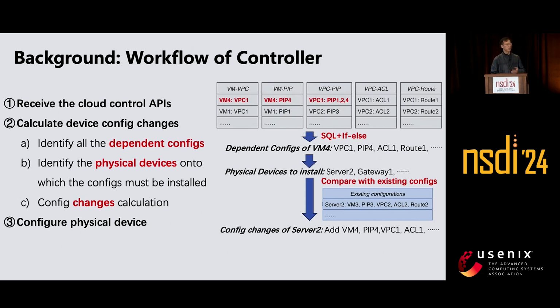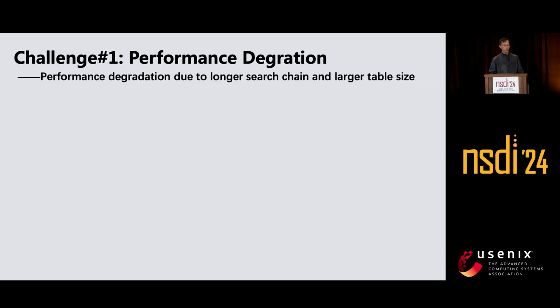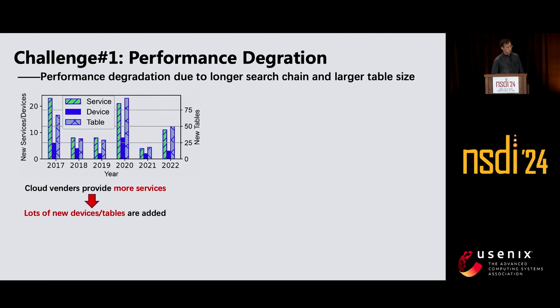This kind of workflow is happening at cloud scale every minute, every second. Which brings us to 4 challenges facing this kind of scale. The first challenge is performance degradation due to longer search chains and larger table sizes. Over the past years, the cloud service has improved a lot. We have introduced different services: NAT, load balancer, and acceleration services. All these services add up to a complicated tree, making the tree more and more complicated. You have to do a longer search.